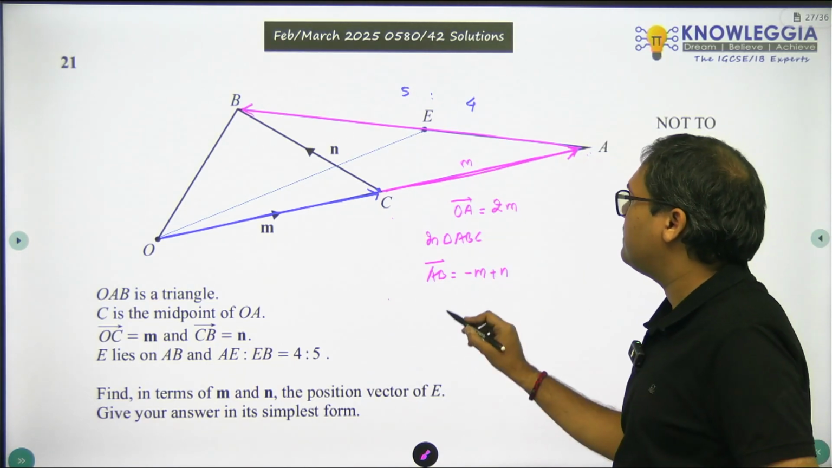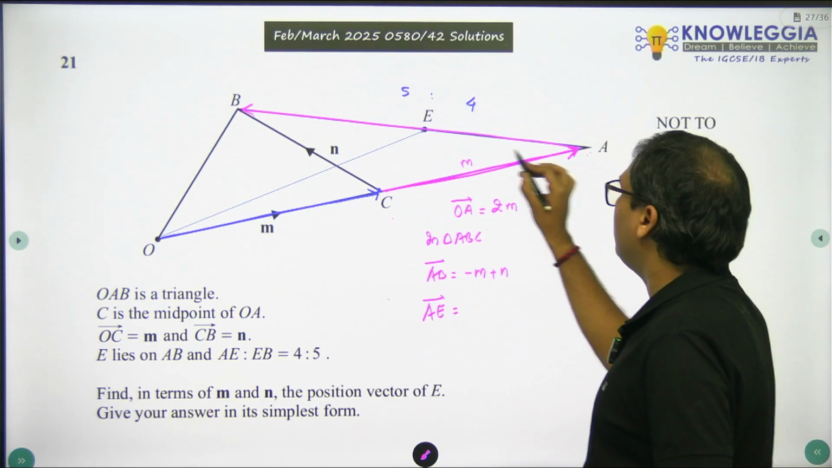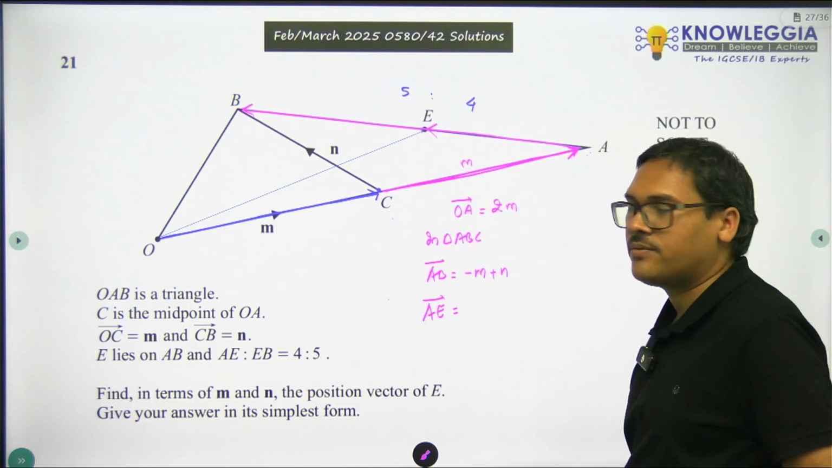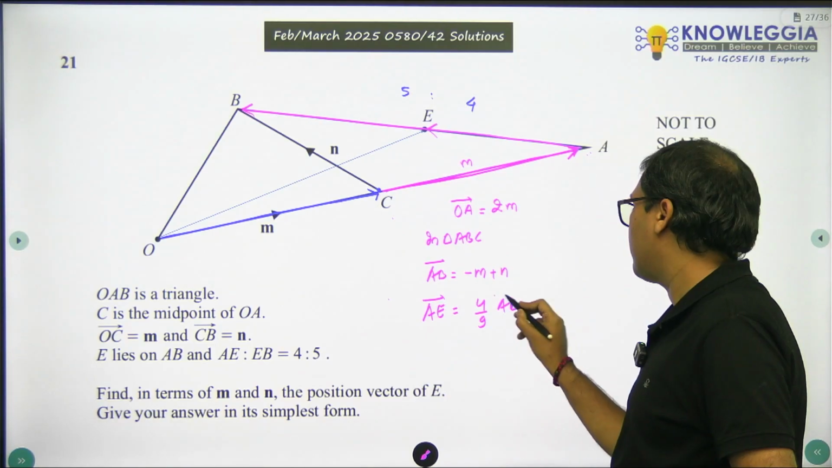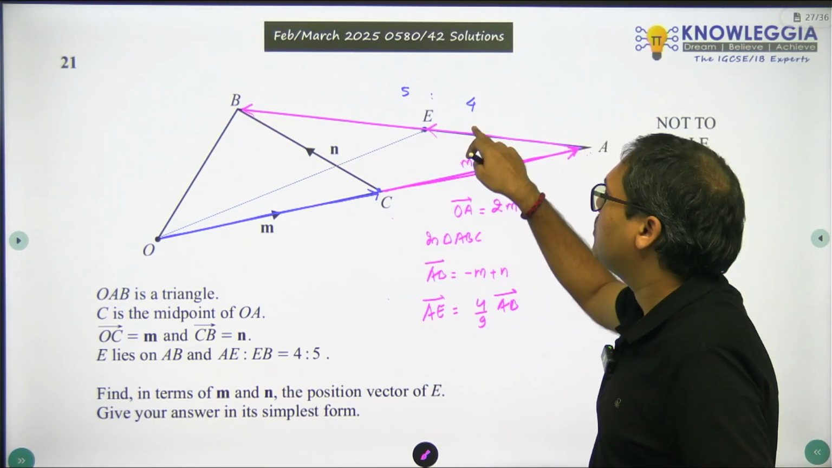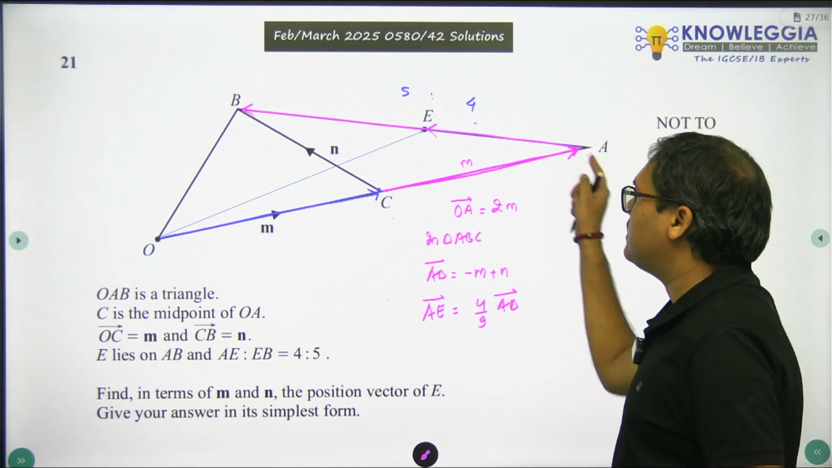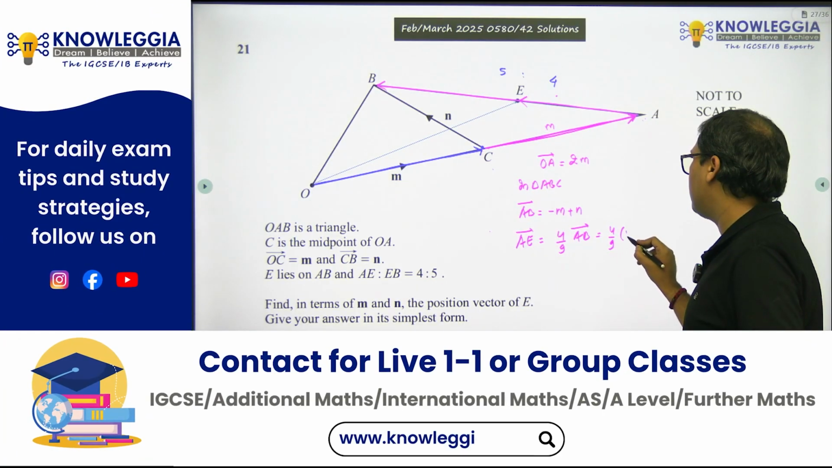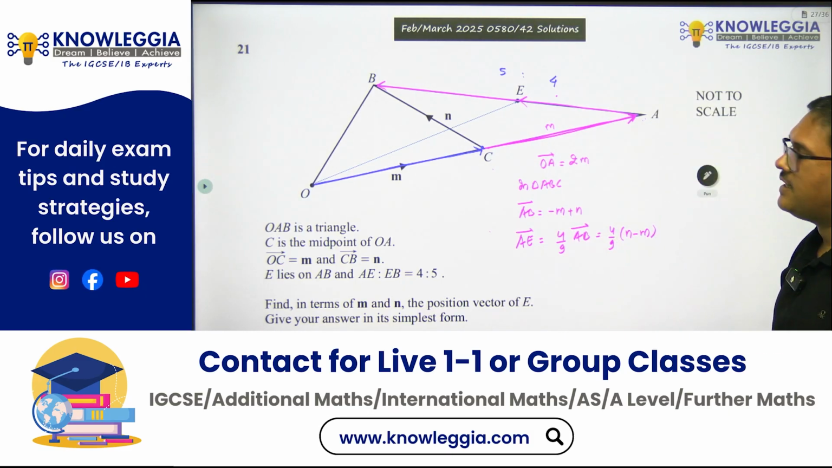Now using this, you can easily find what is AE vector. I hope this is clear. AE vector is only this part, and we know that this ratio is 4 is to 5. So you can say this is 4 by 9 of AB vector. Why is this 4 by 9 of AB vector? Because AB vector is this complete vector and this is 4 part out of 9 parts in total. So this is 4 by 9 of AB vector, which is N minus M. I hope this is clear. So we got AE vector.